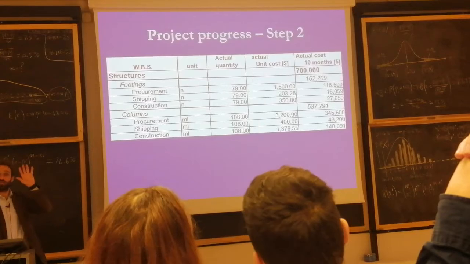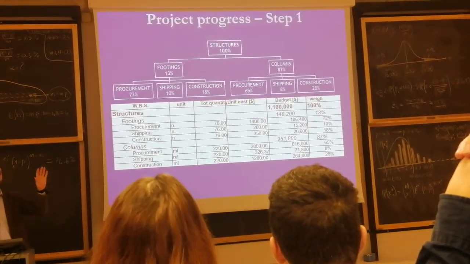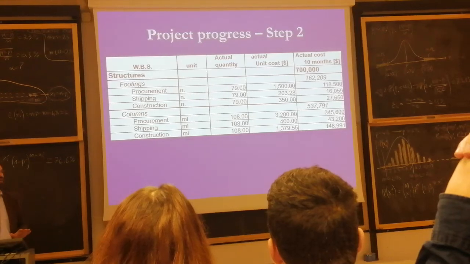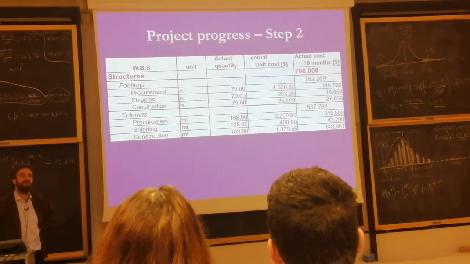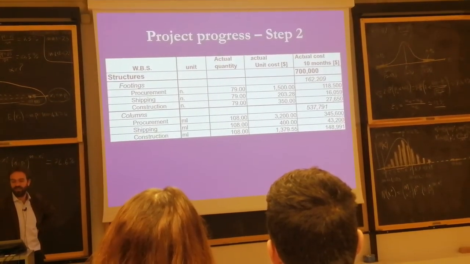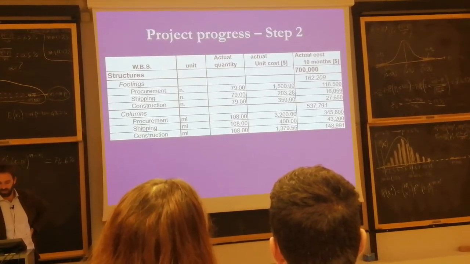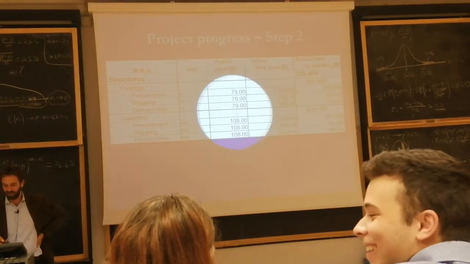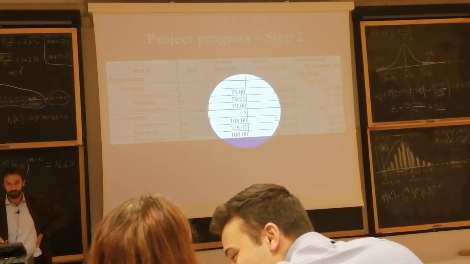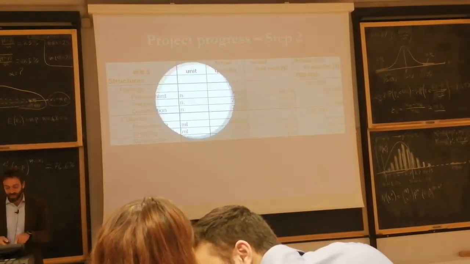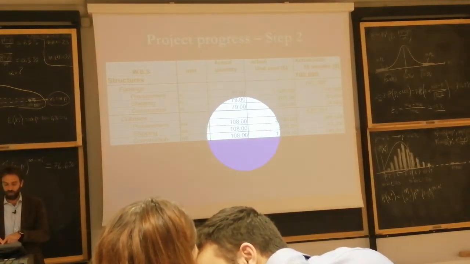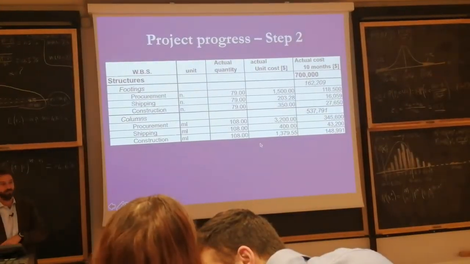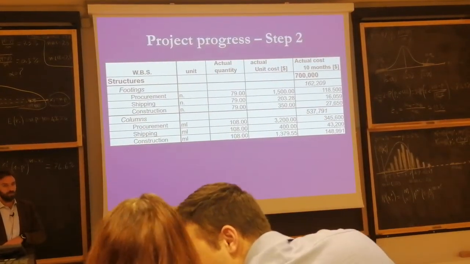Now we just need to keep in mind, budget 1.1 million, 18 months. Actual cost incurred, 700,000. Why? It's because some tasks have been completed. For the footings, we have finished all the footings, 79. But columns are still in progress. We have only completed 108 out of the 220 in total.